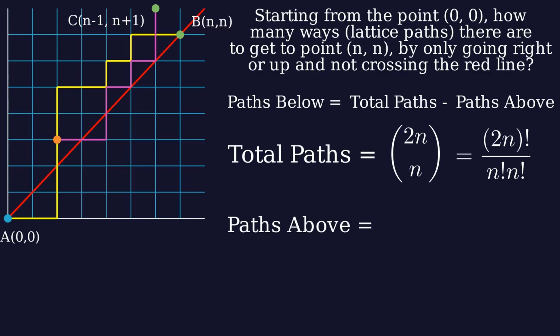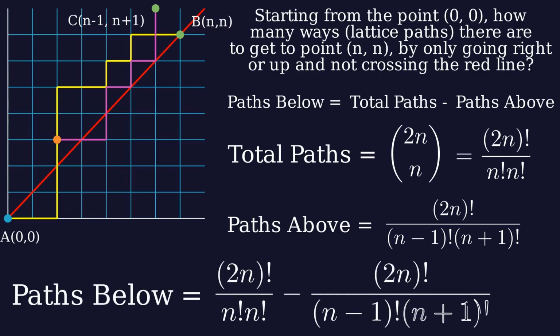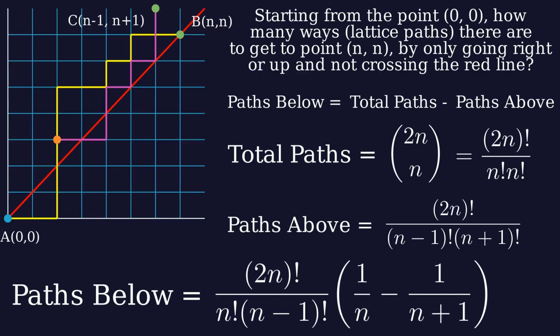So it's equal to 2n factorial over n-1 factorial times n+1 factorial. Now we can answer our question. We just have to subtract the number of paths that go above the diagonal from the number of total paths. This is the formula for the number of total paths that never cross the red line. But we can simplify this formula. We can pull out front 2n factorial divided by n factorial times n-1 factorial, and in the brackets we are left with 1 over n minus 1 over n+1.